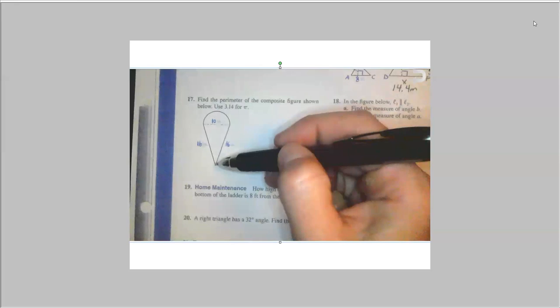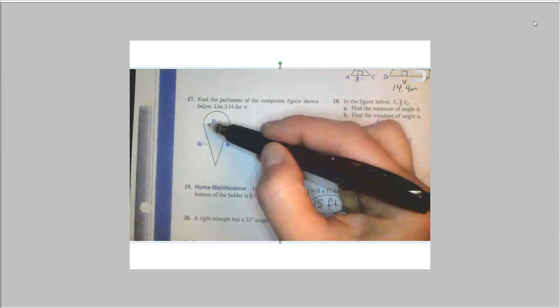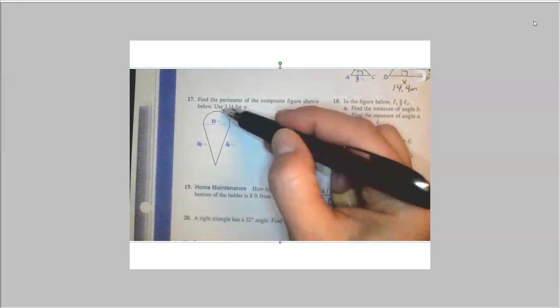I'm going to do one more composite figure, number 17. This one asked me to find the perimeter. Remember, perimeter is the distance around a shape. Distance around it. And to find that, add up all the sides. I know these 2 sides, but I don't know this curve. Remember, the distance around a circle is called the circumference. Circumference equals pi times diameter, and we're going to use 3.14 for pi.